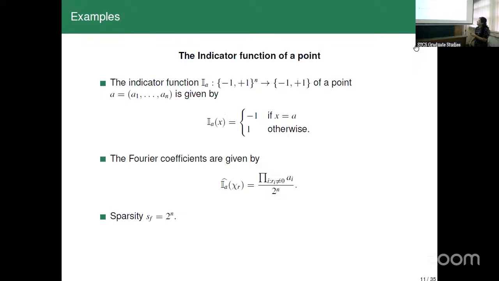So now comes the indicator function. I'll just define it now, so that I can define some other function later, and it will be easier to understand. That's why I have defined it. The indicator function at a is the function which takes the value minus 1 when x is equal to a and it is 1 otherwise. And the Fourier coefficients are given by this. As you can see, all the coefficients are non-zero in this case, and hence the sparsity is 2 to the power n.